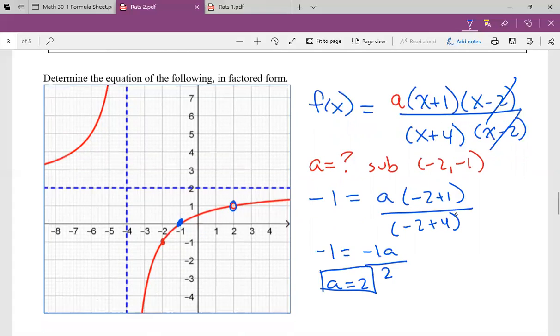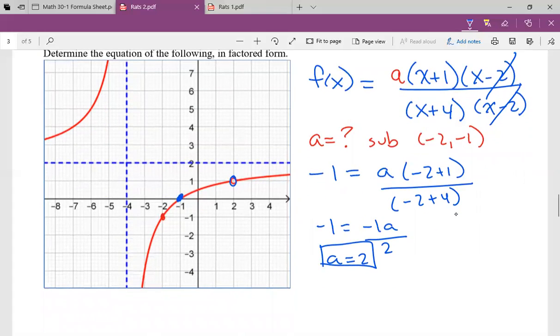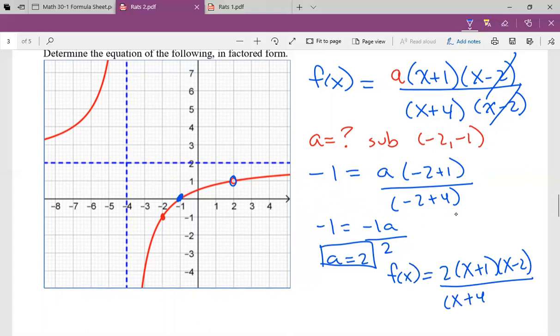So what's our full function then? Well, for full marks then, let's write this out. This is going to be f of x is equal to 2(x + 1)(x - 2) over (x + 4)(x - 2). There it is. I don't feel the need to distribute those binomial factors. I'm happy. I can tell that you've done it right if that's on a test. Okay, so let's wrap this all up, friends.